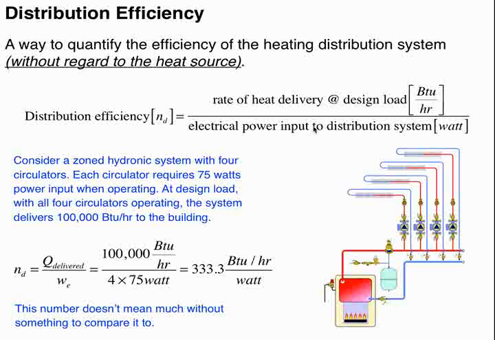So let's do a quick example. Let's say we have a system with 4 circulators like this. Each of these circulators requires 75 watts when it's operating. And let's say that when they're all running, we're delivering a total of 100,000 BTUs per hour. So the math is easy. We divide the heat output by 4 times 75 watts, 4 circulators, 75 watts apiece, and we get this number here, 333 BTUs per hour per watt. And again, by itself, this doesn't mean anything. What I will tell you is the larger this number is, the better. We're trying to make this number go up, just like a boiler efficiency. We want higher values.